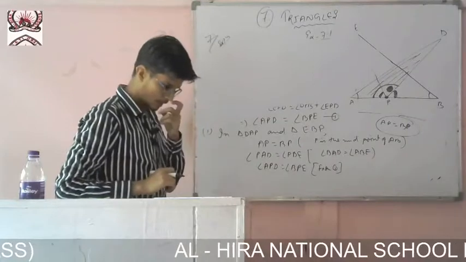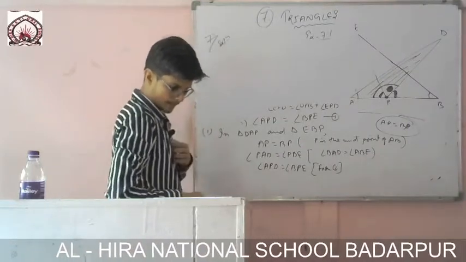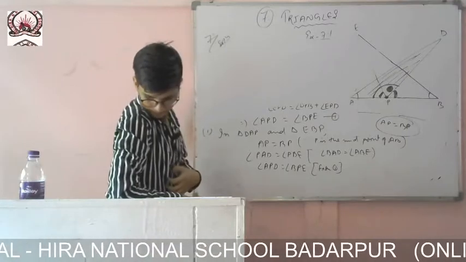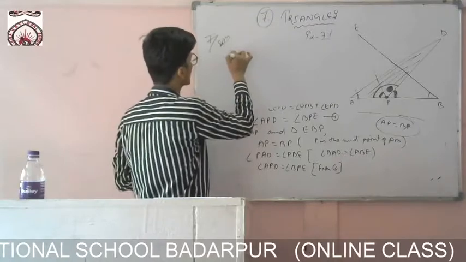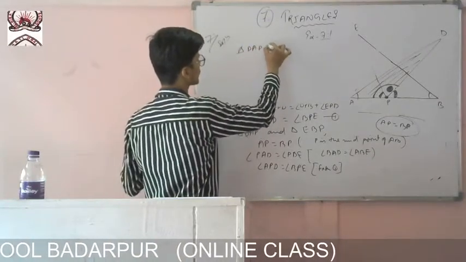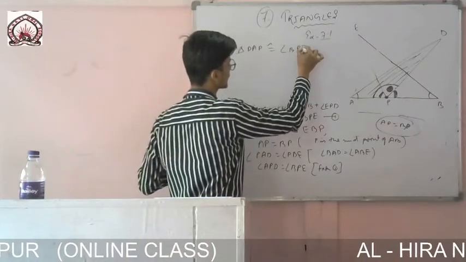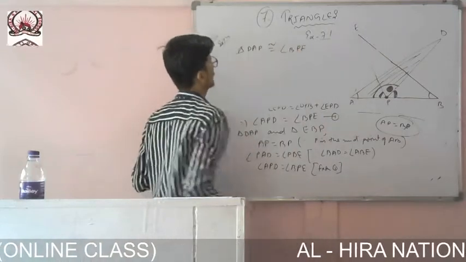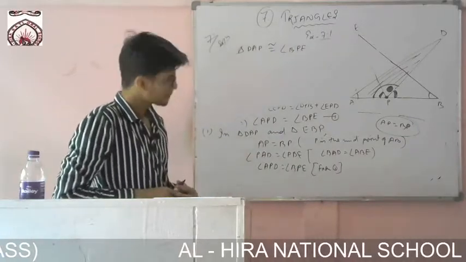So I can say that triangle DAP is congruent to triangle EBP. So therefore triangle DAP is congruent to triangle BPE. DAP is congruent to triangle EBP.